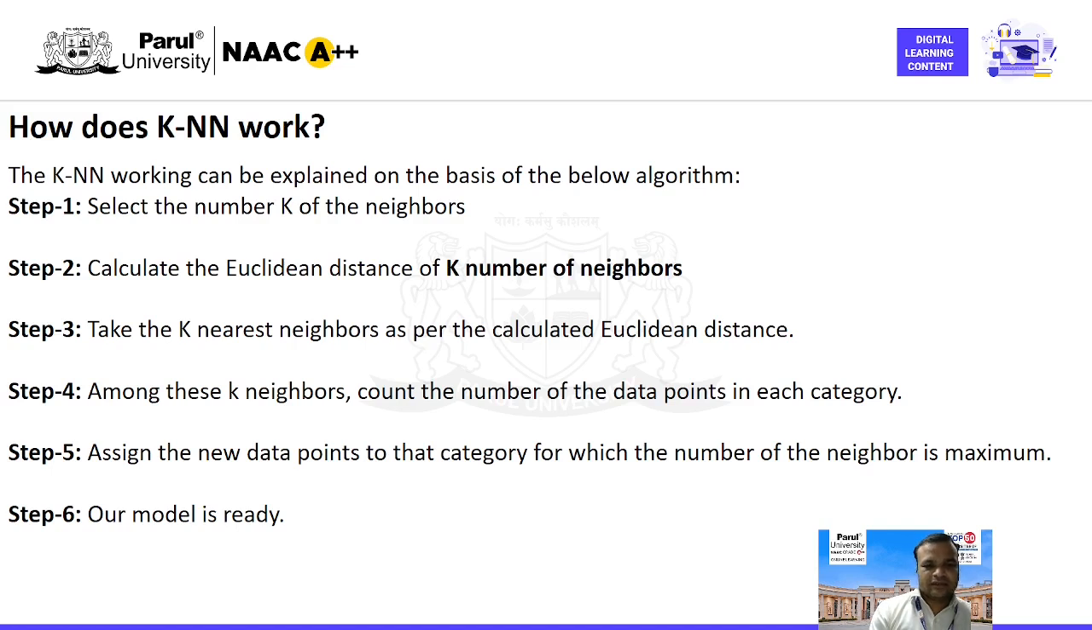Step 3, take the K nearest neighbors as per the calculated Euclidean distance. Step 4, among these K neighbors, count the number of data points in each category. And next step, assign the new data point to the category for which the number of neighbors is maximum. Okay, our model is ready.